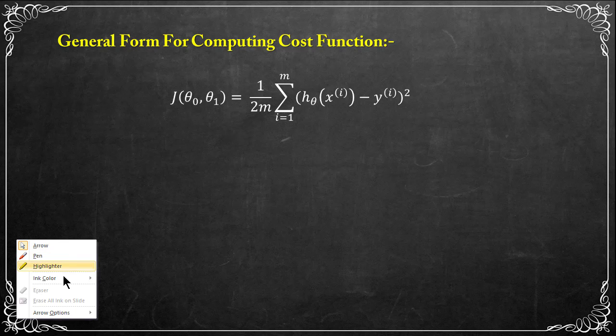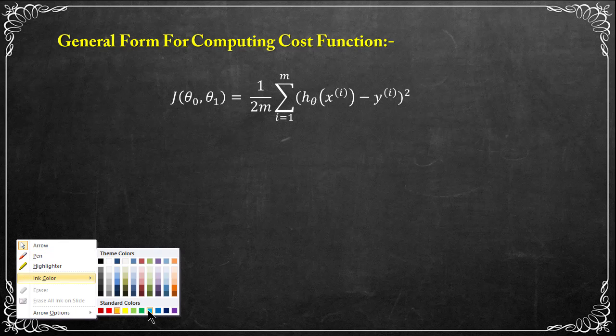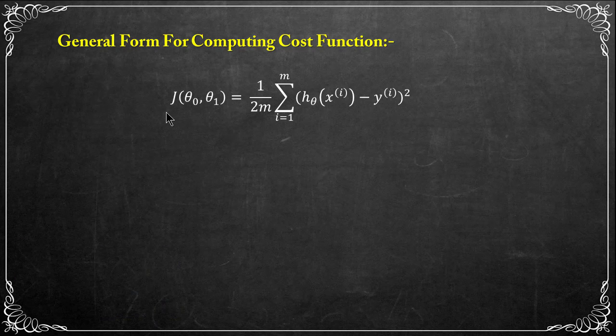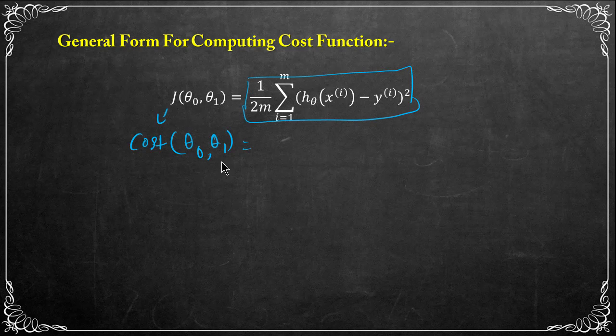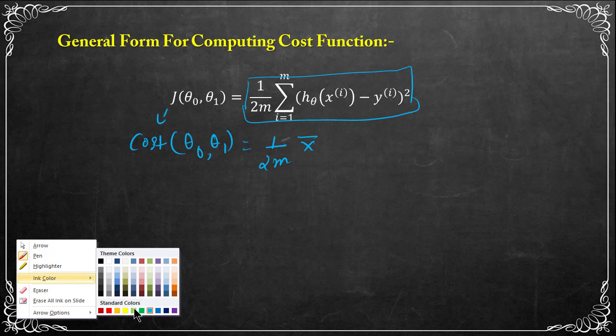First of all, what is J here? J confuses a lot of people. J is the cost, the name of the function for theta 0 and theta 1, and the computation actually works from here. Okay, now let's break it apart. 1 by 2m, and the summation, it means the mean.